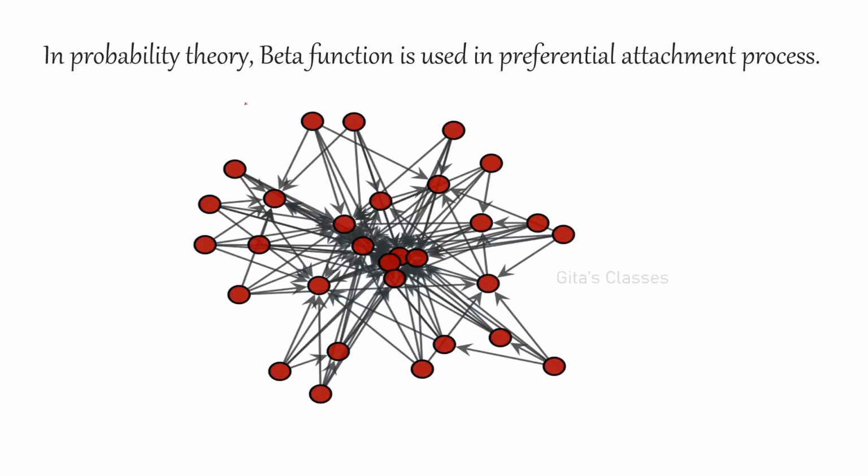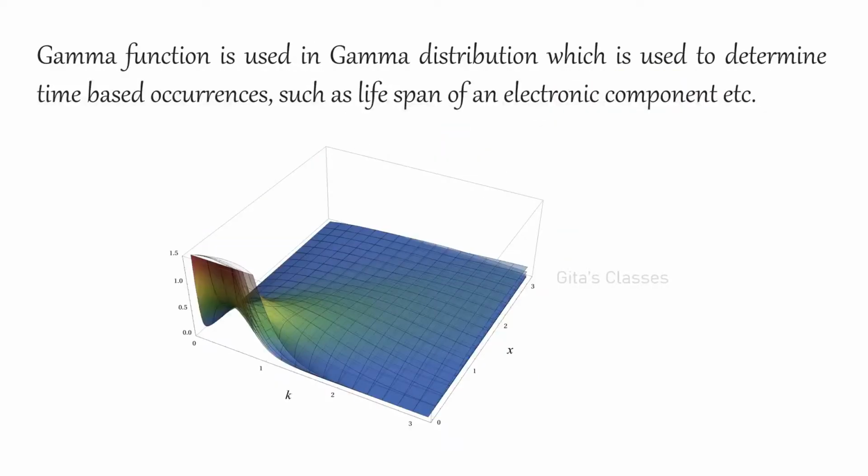And in probability theory, the beta function is used in the preferential attachment process, which is a part of stochastic process, which you are going to study in the next semester, Computer Oriented Statistical Methods, the COSM paper. And the gamma function is used in the gamma distribution, which is used to determine time-based occurrences such as the lifespan of electronic components, etc. The gamma distribution is also there in your COSM paper, which we will study in detail.